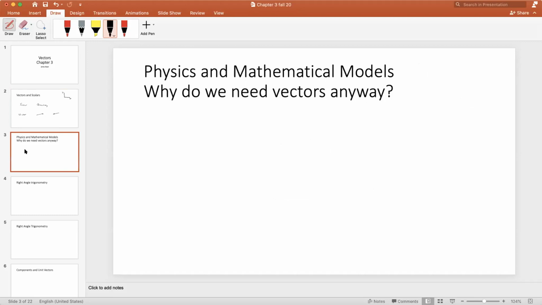So that begs the question, why do we even need this? Why can't we just do numbers? Why can't we just multiply things and divide things? Why do we need some weird vectors? And here's the funny thing.